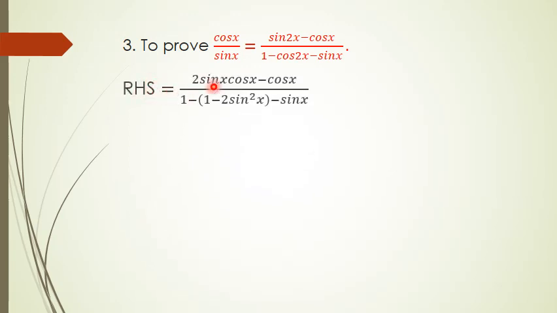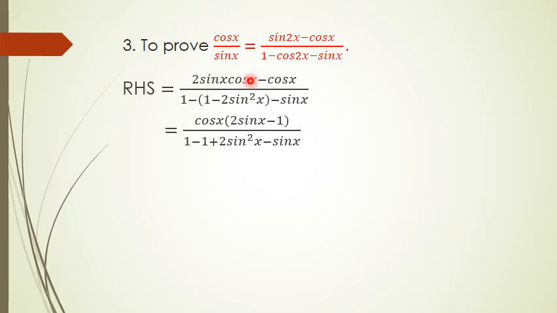So right hand side equal to, replacing sin 2x with its double angle formula, which is 2 sin x cos x, then minus cos x, all over 1 minus cos 2x. Now this is the one which has 3 options, and we have to choose carefully. We are guided by the denominator here, sin x, so we choose the one which has sin x. So that will be 1 minus, replacing cos 2x with 1 minus 2 sin squared x, then minus sin x.